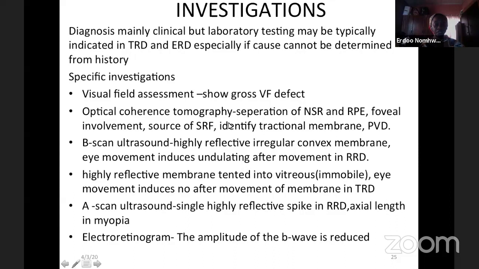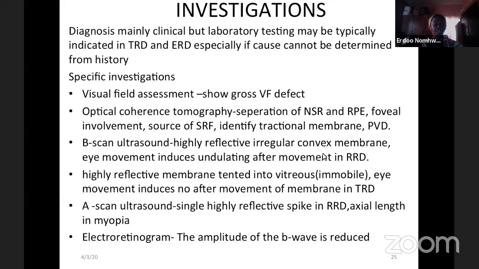If I do a B scan for a rhegmatogenous retinal detachment, I would actually see a highly reflective irregular convex membrane that moves freely with eye movement. But for the tractional retinal detachment, the reflective membrane is tented into the vitreous. It's not really mobile like you would see it in the rhegmatogenous retinal detachment.